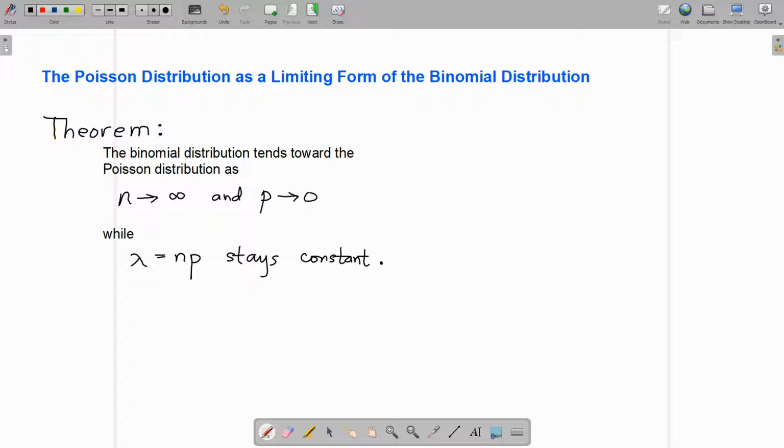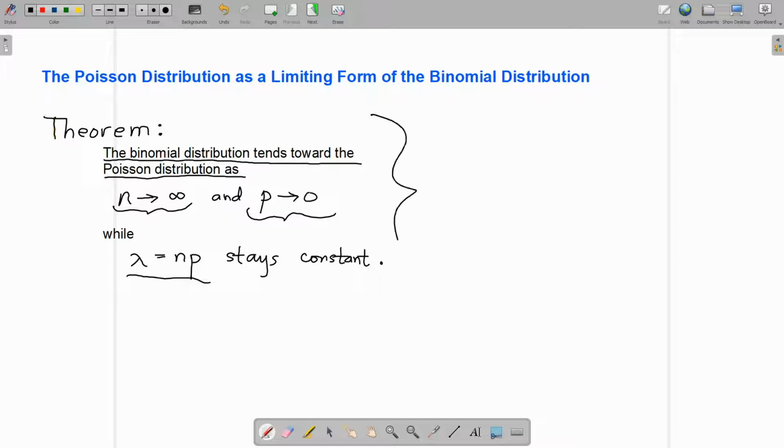Okay, so let us read the following theorem. The binomial distribution tends toward the Poisson distribution as n gets larger, n approaches infinity, and p gets smaller, or as p approaches 0, while lambda, which is equal to n times p, stays constant.